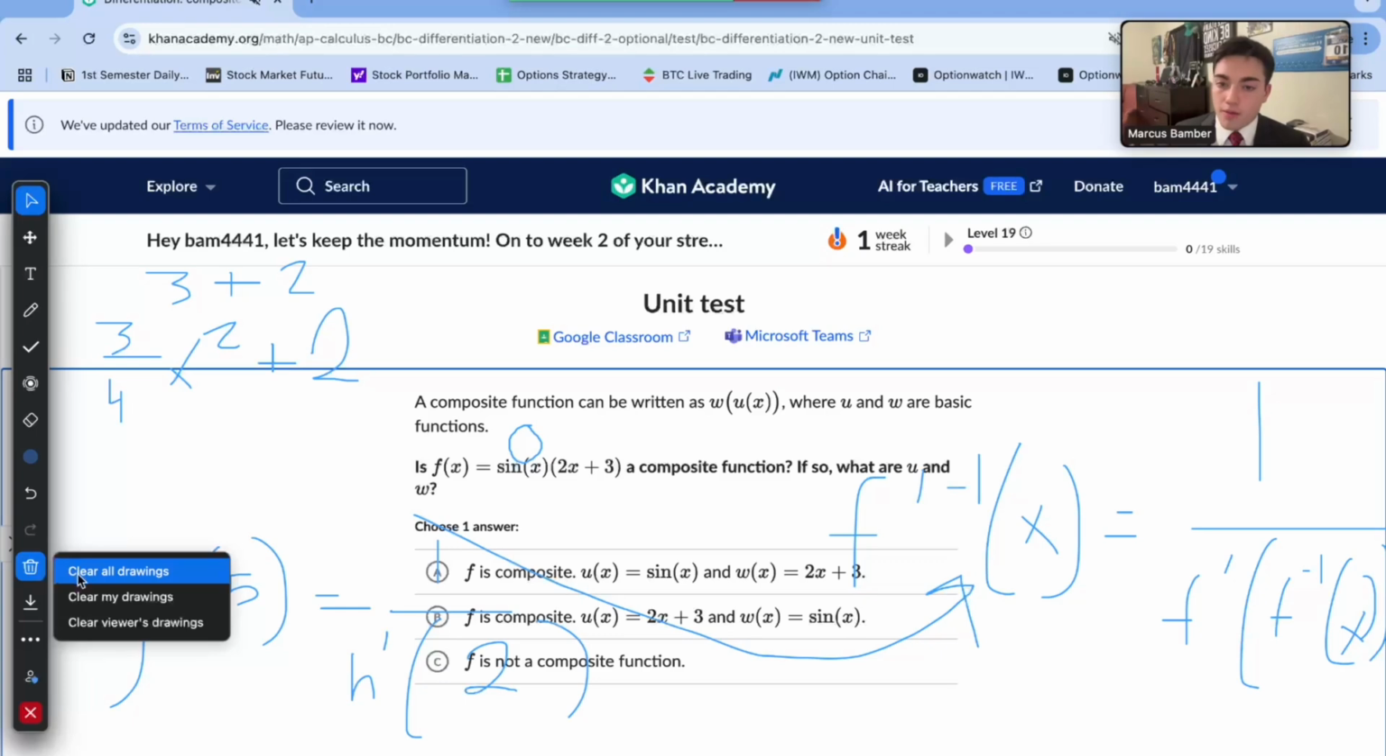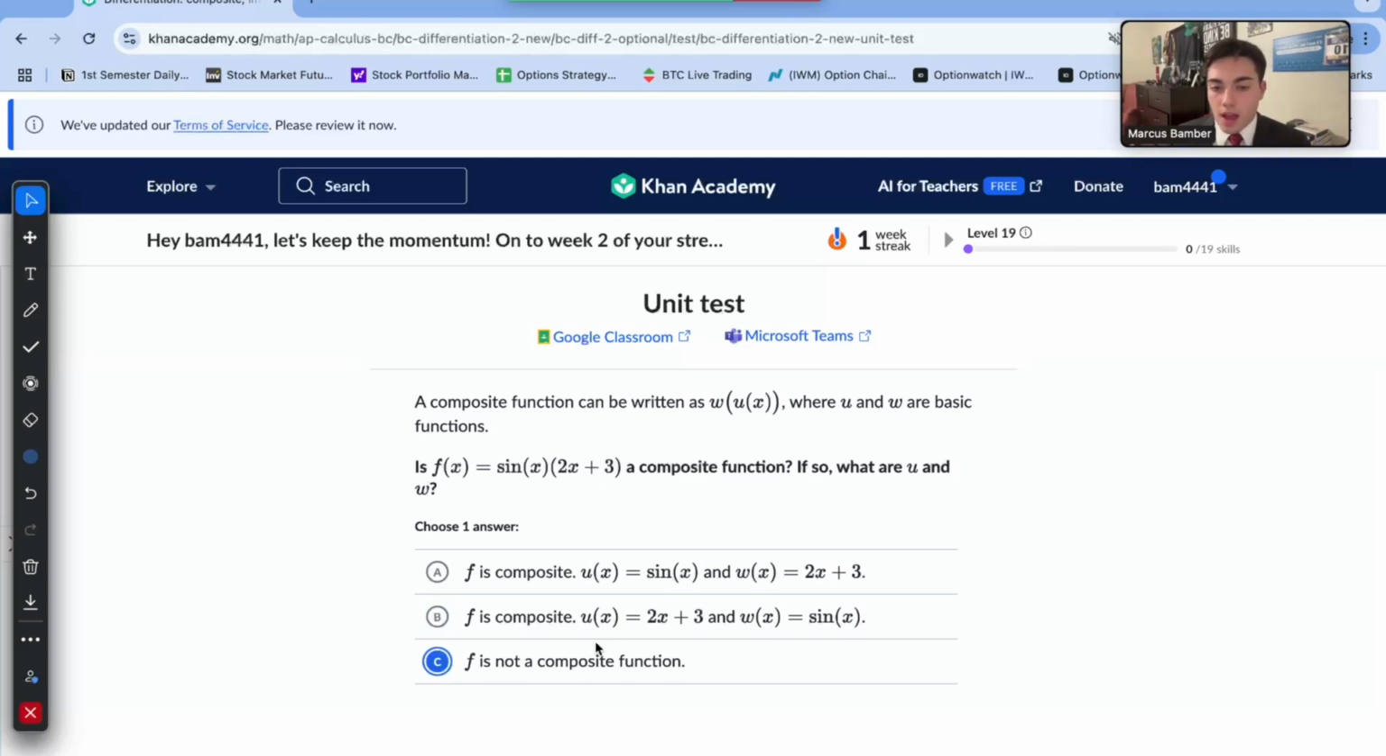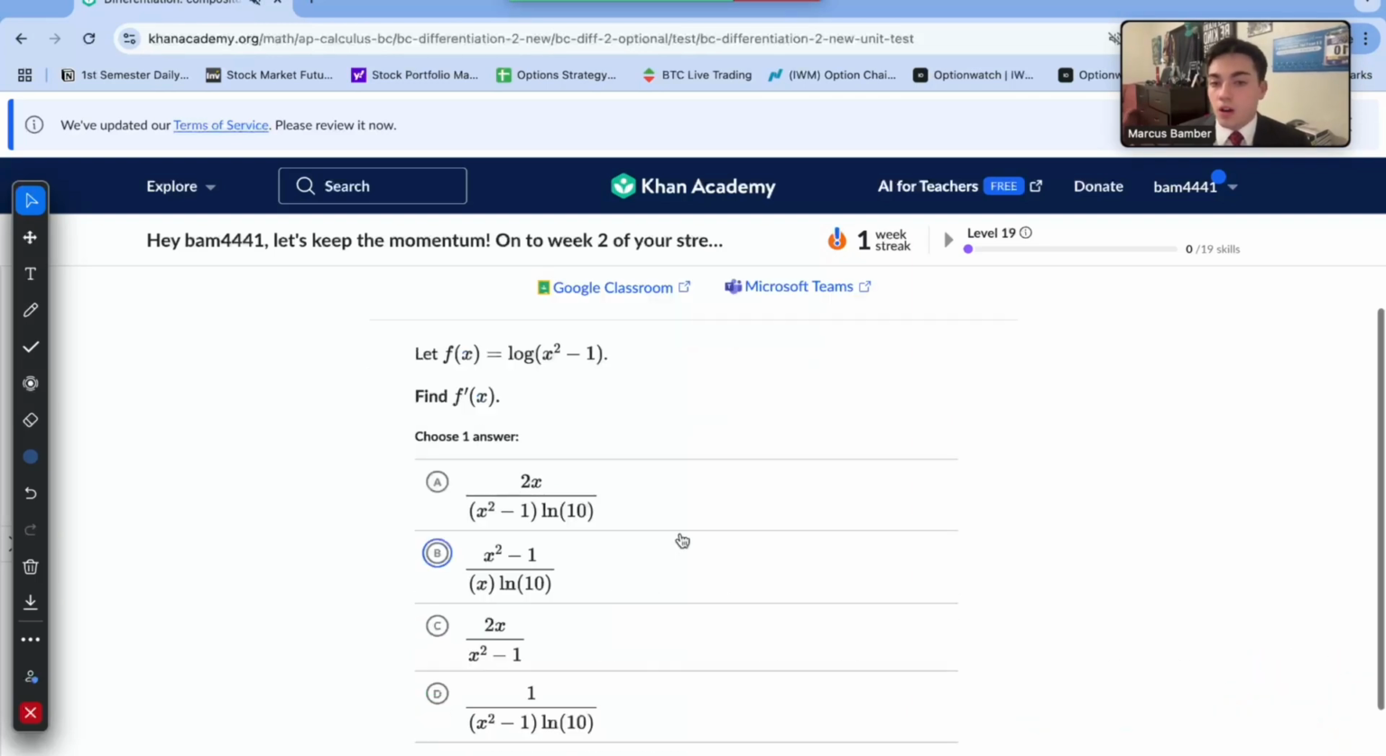Is this a composite function? Do we have an outside and an inner function? In this case, we do not. We are just doing product rule here. So f is not a composite function. We do not have outside and inner functions. We have two separate functions, a trigonometric and a linear function, multiplying with each other. Okay, on to the next.